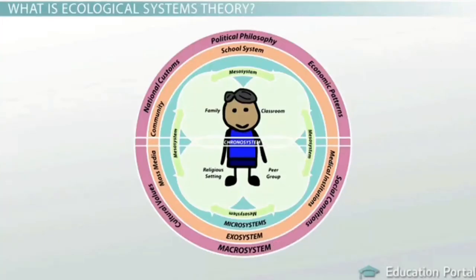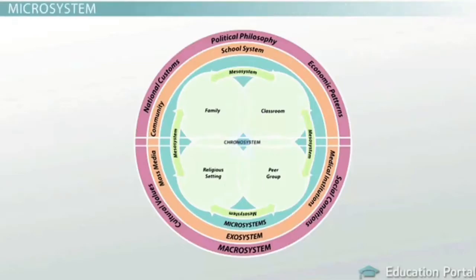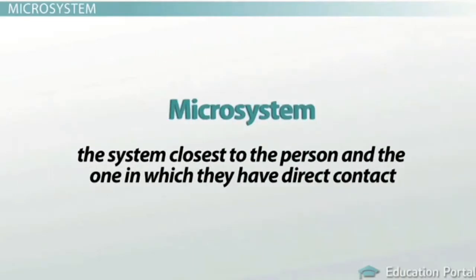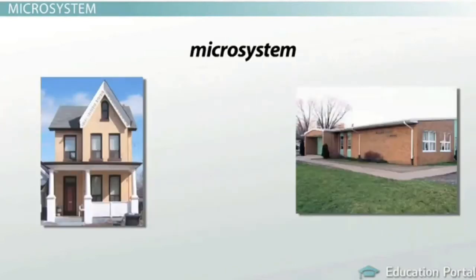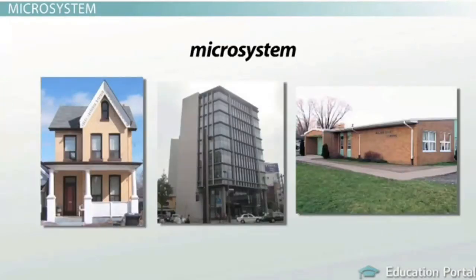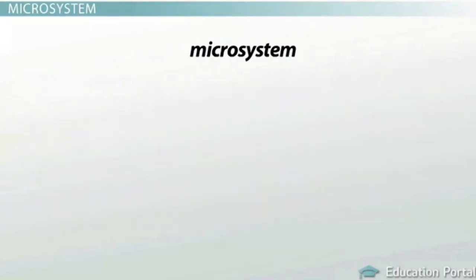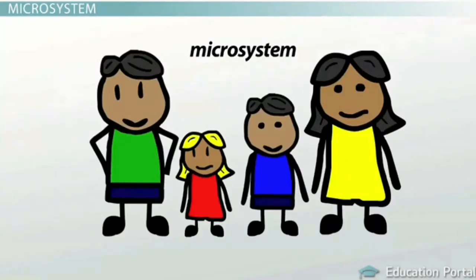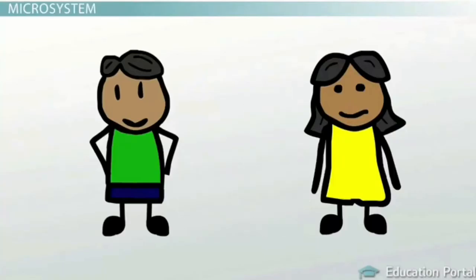In this lesson, you will learn about these different environmental levels by meeting 5-year-old Alex and examining the influences in his life. We will begin with the first level of Bronfenbrenner's theory, the microsystem. The microsystem is the system closest to the person and the one in which they have direct contact. Some examples would be home, school, daycare, or work. A microsystem typically includes family, peers, or caregivers.